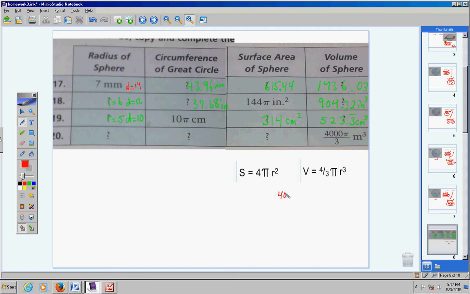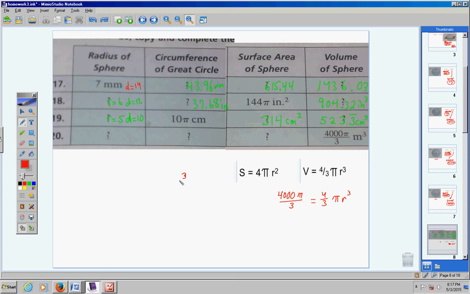So 4,000 pi over 3 equals 4/3 pi r cubed. Now students, listen. This looks really confusing. I understand how you might think it's confusing. Okay, I get that. But let me make it a little easier for you to understand. Please watch this carefully. Just forget this problem for a second. Watch over here to the left, see if this makes sense.